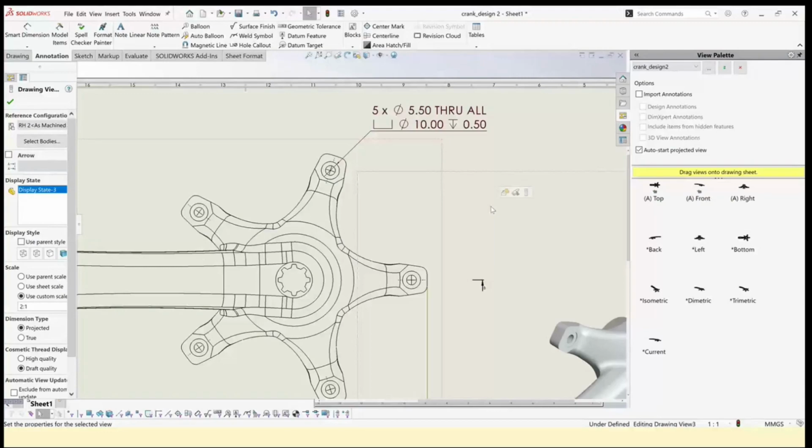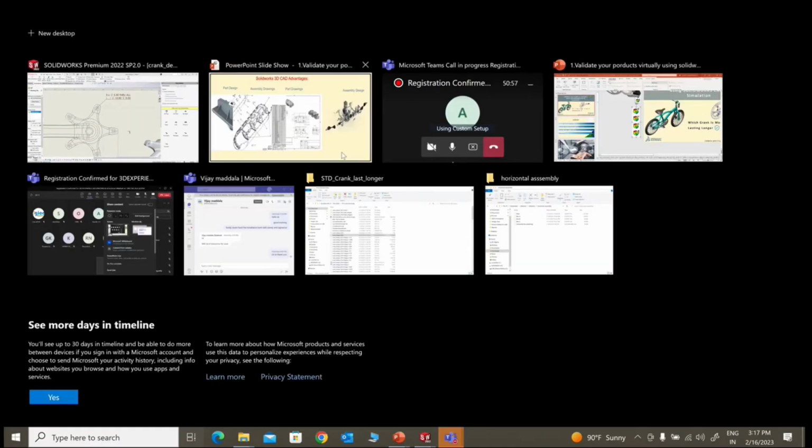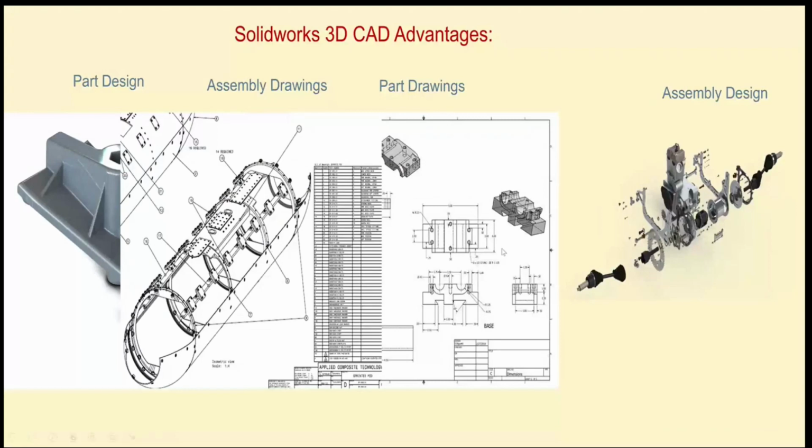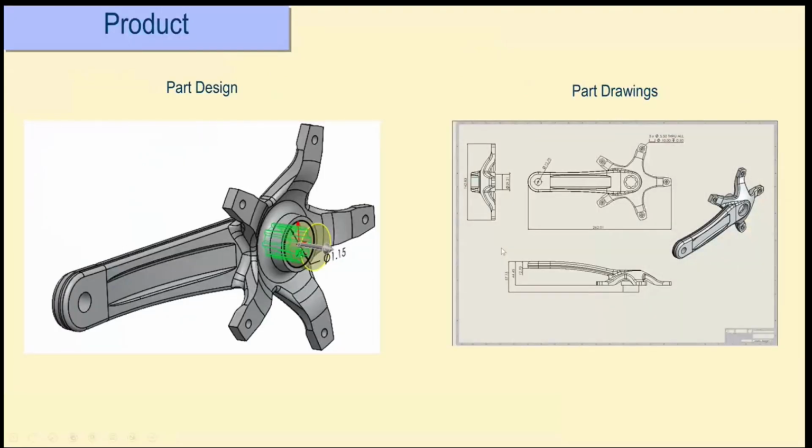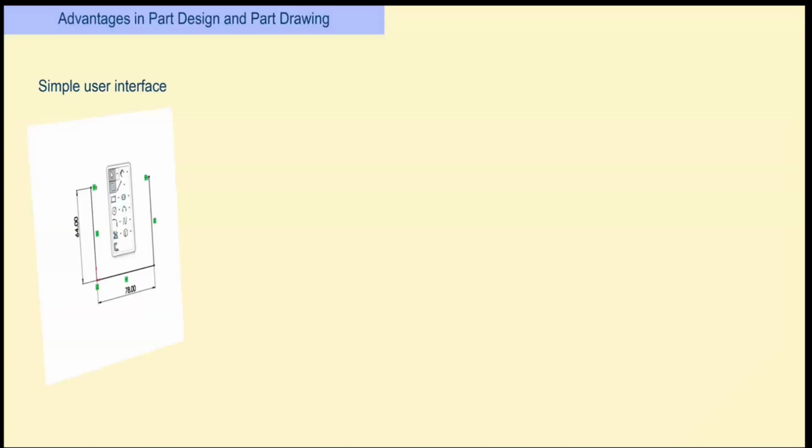Let us just go back to the presentation. So like this we have created a part design and part drawings. Let us just summarize what are the advantages in part design, starting with simple user interface. As I told you, SolidWorks is a very user-friendly software. We have so many customizations in it.